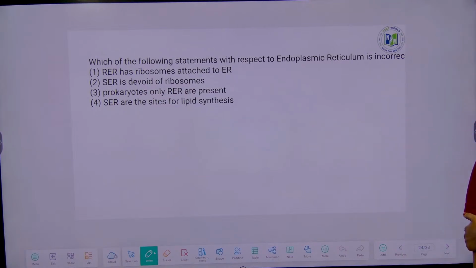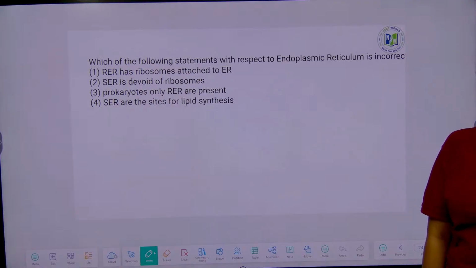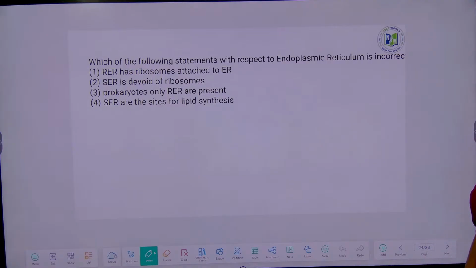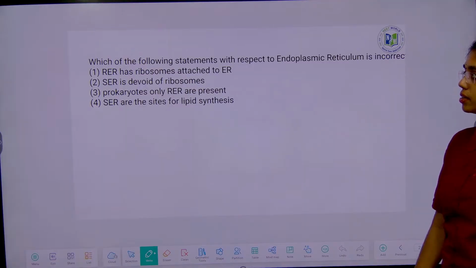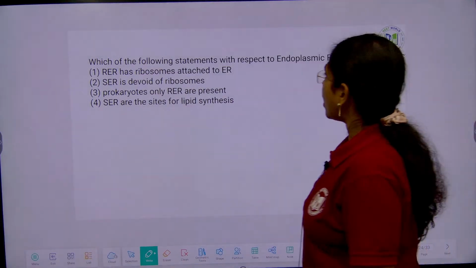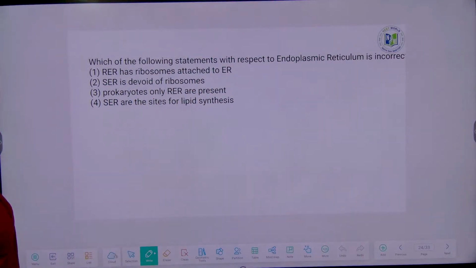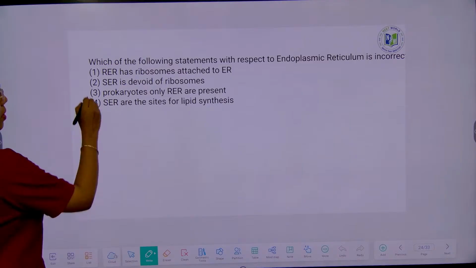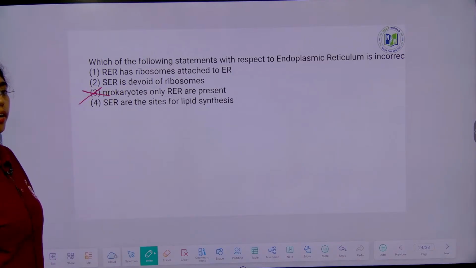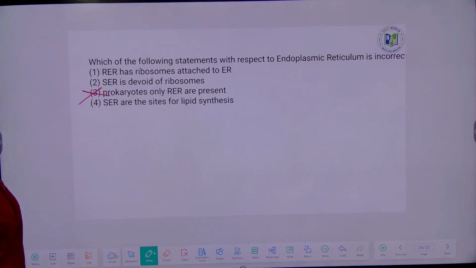Each year you can see 4 to 5 questions related to this. Of course, purely 3 questions you will get. Connection you will get 2 questions at least. Of the following statements about prokaryotes, no endoplasm only. Other 3 are correct.